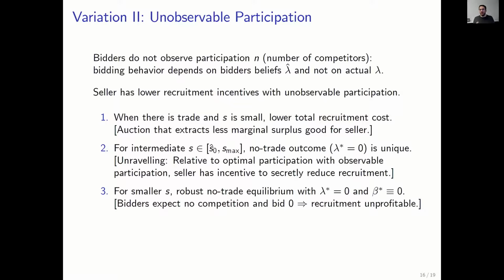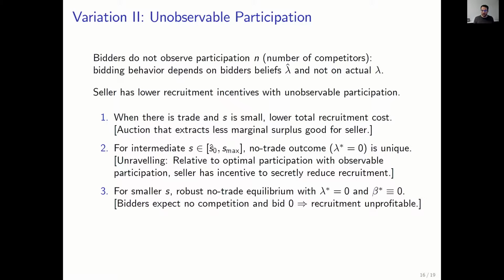And last, there's going to be a robust no-trade equilibrium. There's always a robust no-trade equilibrium in which the seller is caught in this bad expectation that the bidders expect the seller to recruit no one, and if someone is recruited, then only by accident. And if they're recruited by accident, they know there's no one else, so they bid zero. So the bidders expect no competition. They bid very uncompetitively, and so recruitment is unprofitable from the viewpoint of the seller.